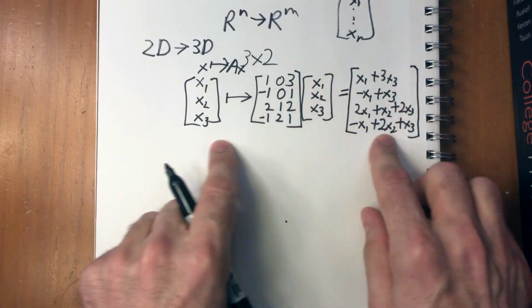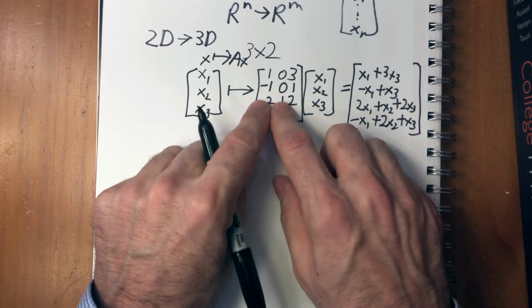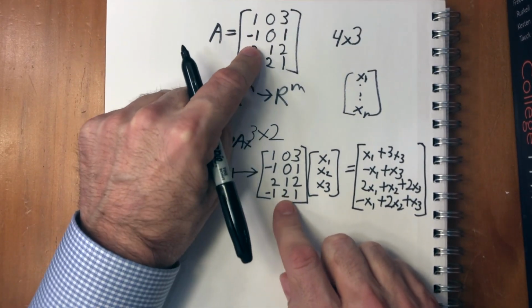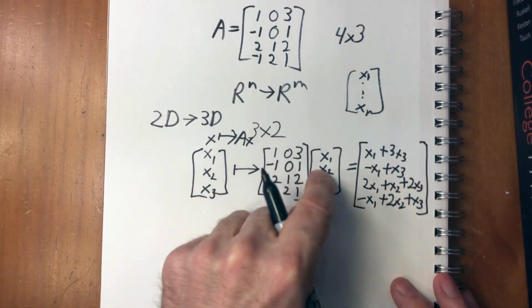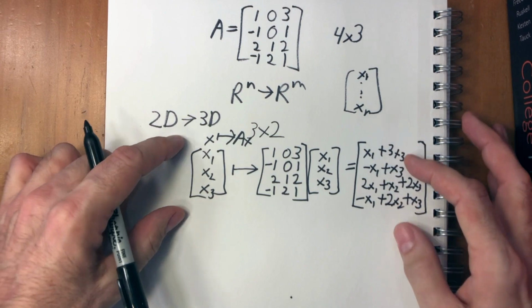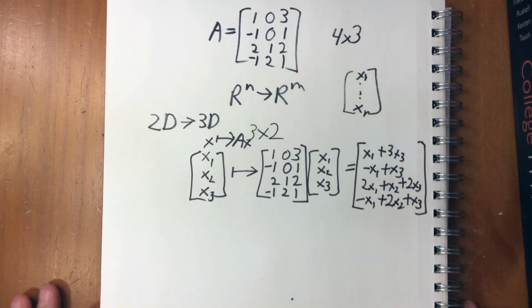So this looks like a lot of information here, but the only information right here is the array, or the matrix A. All the rest of this is just explaining what this matrix does. This is all just a representation of what A is telling us to do.